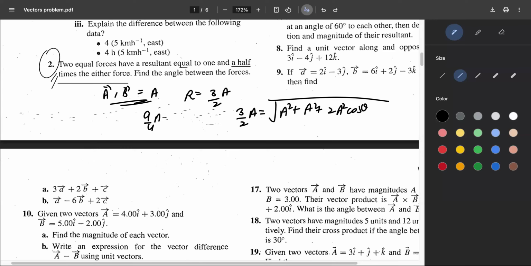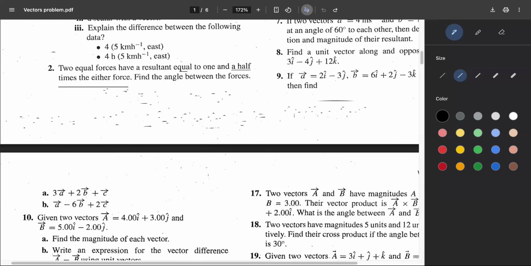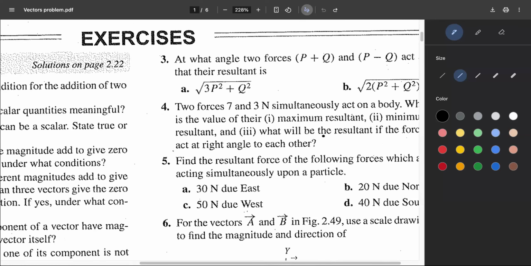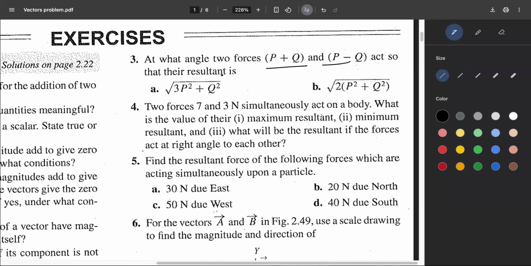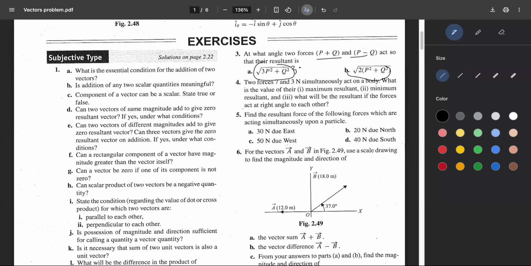Okay, so let's move to the next problem. This is the next problem. At what angle do two forces act so that the resultant is A and B? Two conditions are given. In the first case, the resultant is this, and in the second case, it is that. I think you can try this one. I will do just one part out of this, and you can do the other. Both are the same, but the angle will come out different.